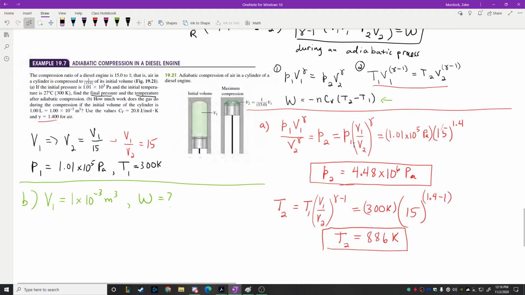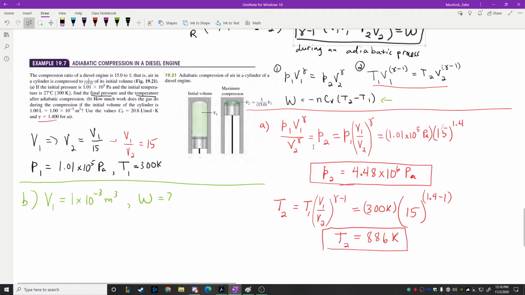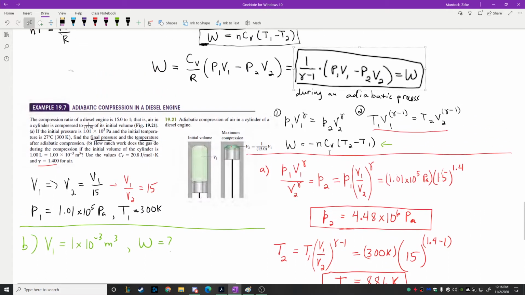Well, I guess if we don't have the number of moles, we have to use this equation then, don't we? Is that what y'all found? Yeah. We could obviously find the number of moles by using PV equal to nRT, but then at the end of the day, we'd just be doing this calculation anyway. So let's use that equation.